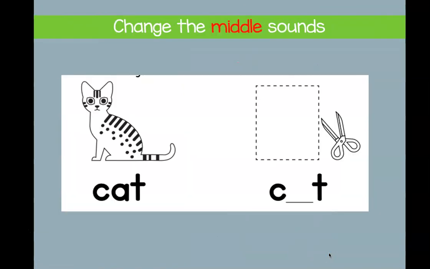Let's do some work with the middle sound. You know what this word is because it goes with the picture. This is cat. But if I take away the A and put a different letter here, I change the word to go with this picture. What is this? Did you say cut? Fantastic. So what vowel do I need to put in here? K-ut. You're right, a U. See how we change that middle sound? It changes the word altogether.